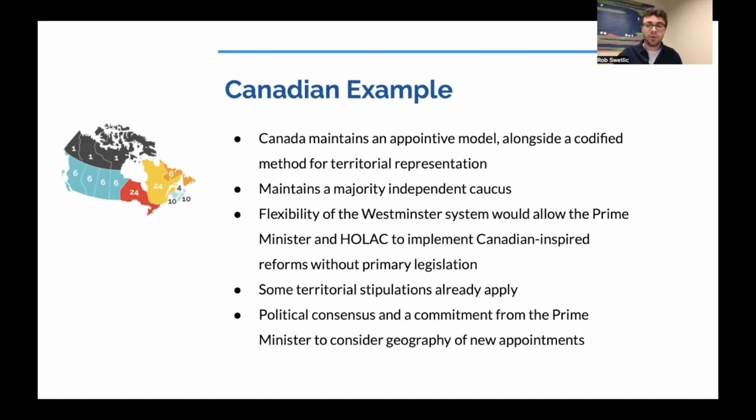And a prime example of the appointive model coexisting alongside territorial representation comes from Canada. The Canadian Parliament, of course, draws heavy inspiration from Westminster, retaining the Prime Minister's ability to appoint senators to the upper chamber at his discretion. However, there are some key differences.